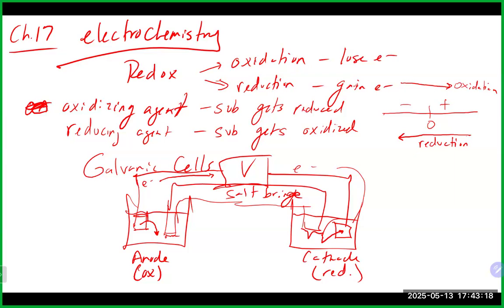So the salt bridge is really what keeps the charges in check on both sides of your galvanic cell, and it allows the electrons to continue to do work and go out onto the wire.